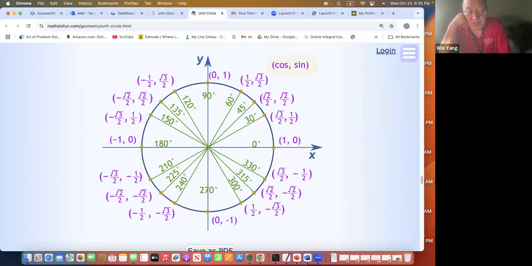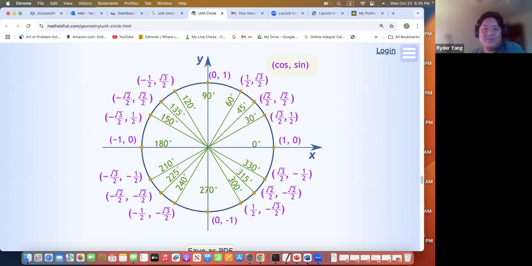Ryder, what do you see on my screen? The unit circle. Hmm? The unit circle. Okay. So what do you think after you see this unit circle?